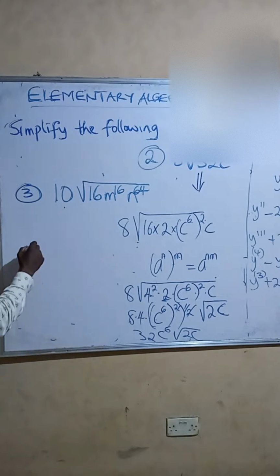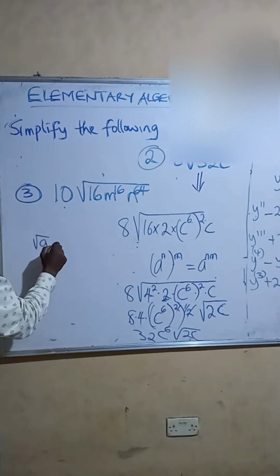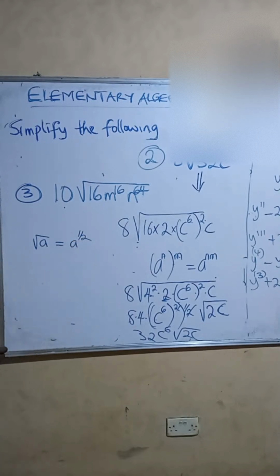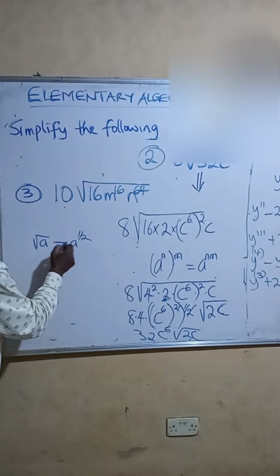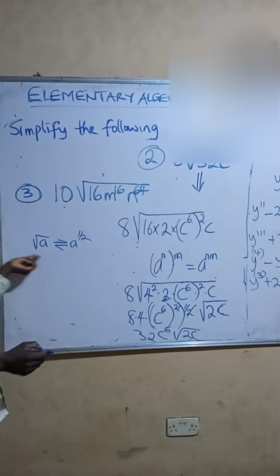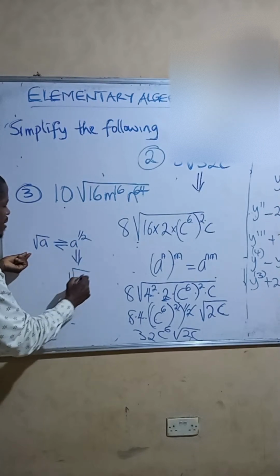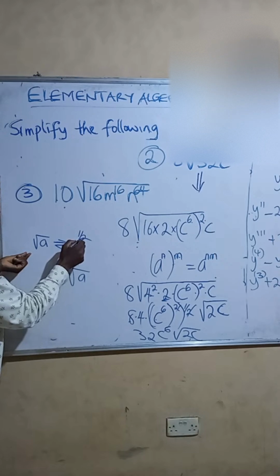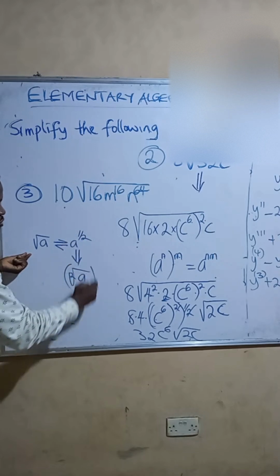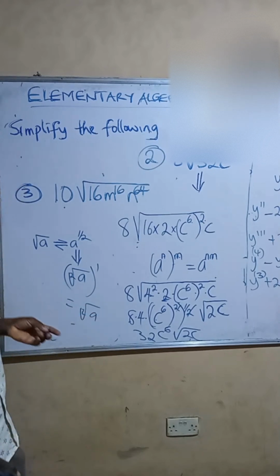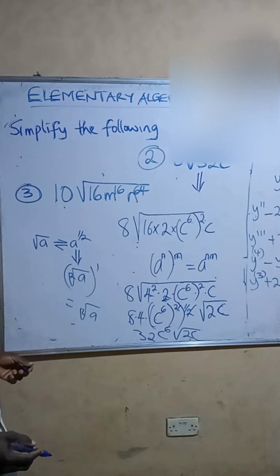Then don't forget, we have root a. It's the same thing as a to the power half, and it's vice versa. You can also turn this one to this one, which is the same thing as the square root of a. What you have here, that's 2, and then to power 1, which is the same thing as root a to the 2. The 2 is just the square root. And that's the answer for that B part.